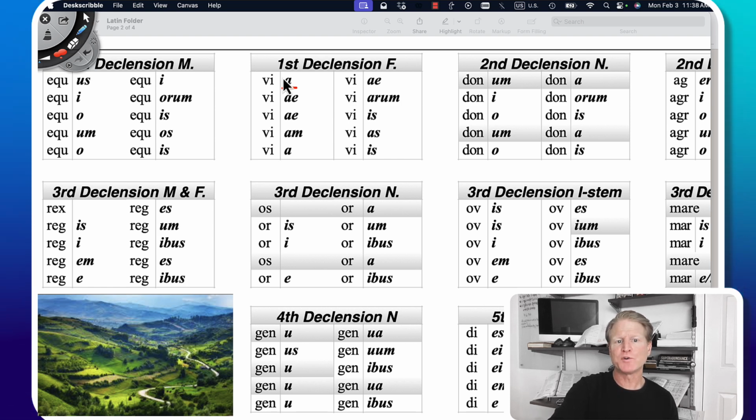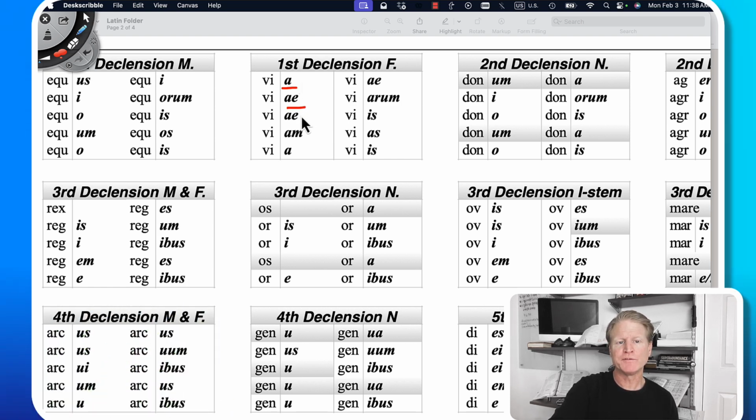Okay, Silva means forest. Silvae, of the forest. Silvae, to the forest. Silvam, the forest. Silva, by, with, from, or in the forest. Silvae, the forests, or the woods. In English we would say the woods. Silvarum, of the woods. Silvis, to the woods. Silvas, the woods. Silvis, by, with, or from the woods.